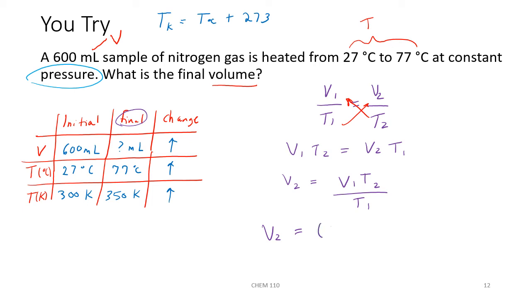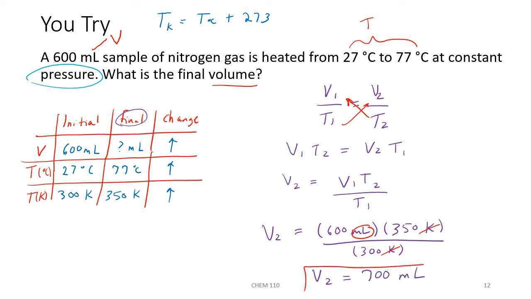So initially our volume was 600 milliliters. T2, that's our final temperature, that was 350 Kelvin, divided by T1, which is 300 Kelvin, our initial temperature. You can see that units of Kelvin will cancel, and our milliliters are on the top, so that'll be our units for V2. So our final answer here should be 700 milliliters. And just as we expected, we got a greater volume because we increased the temperature, and volume is directly proportional to temperature.